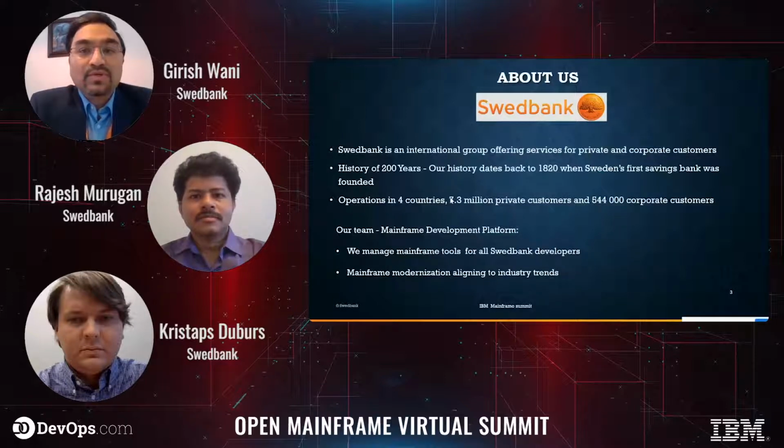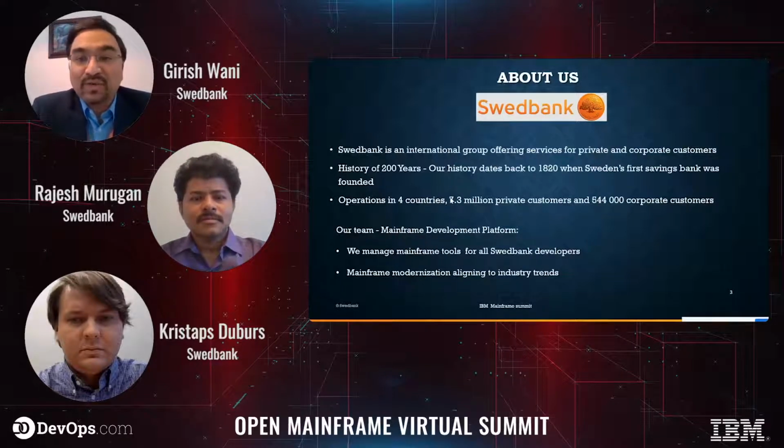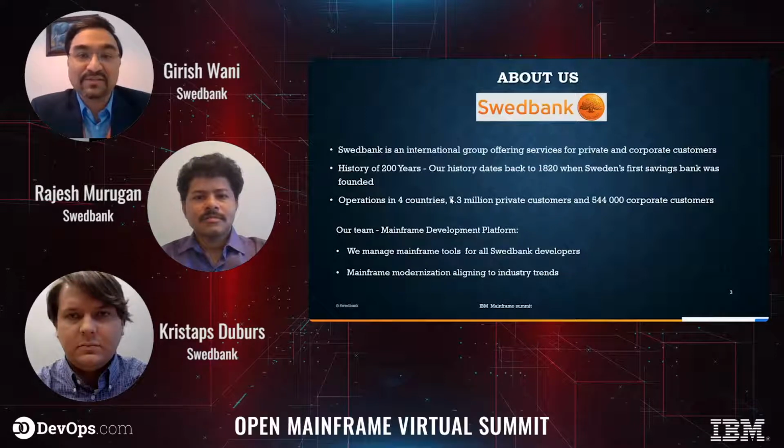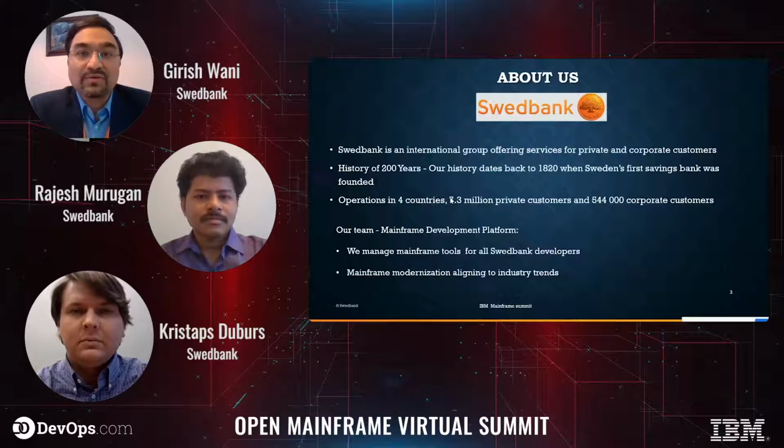Talking about Swedbank. Swedbank is an international bank which is offering services for private and corporate customers. It has a history of 200 odd years. It dates back to 1820 when Sweden got its first savings bank. Swedbank today operates in 4 countries, with 7.3 million private customers and 544,000 odd corporate customers. Swedbank is one of the leading banks in Sweden and in the Baltic countries.